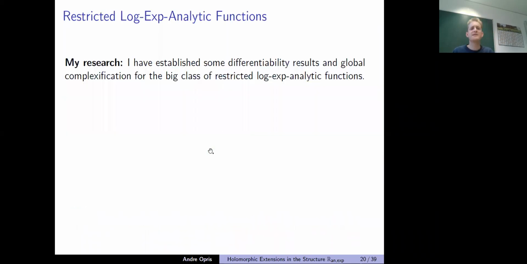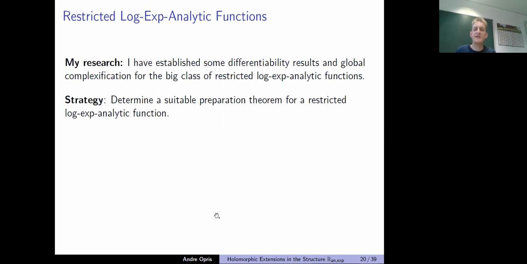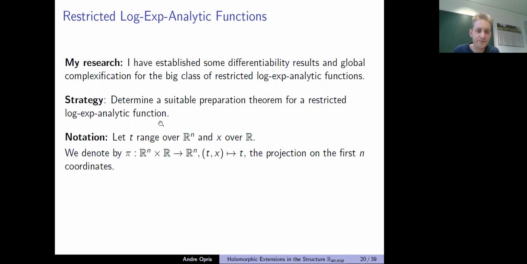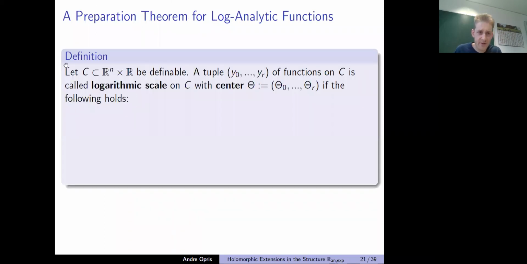And now, what is my research? Here we have established some differentiability results and global complexification for the big class of restricted log-exp analytic functions. And here the strategy is the same as in the globally subanalytic case, that we have to determine a suitable preparation theorem for a restricted log-exp analytic function. Here further notation, t ranges over R^n, x over R, and then here we have the projection on the first n coordinates. So I want to start with the preparation theorem for log-analytic functions.